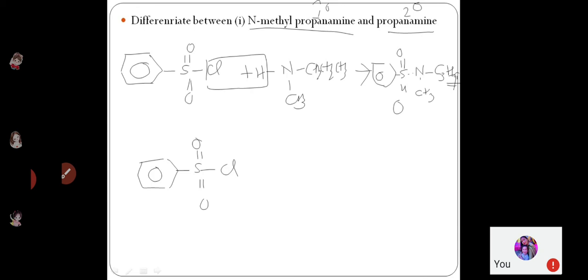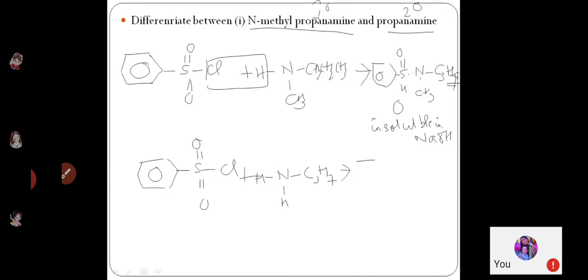Now see here, this nitrogen has no hydrogen, there is CH3. So this is insoluble. Secondary amine product is insoluble in alkali, NaOH or KOH, whatever you want to write. Then next is your propane amine, which is primary. So NH2, then C3H7. Then again, what is the product?